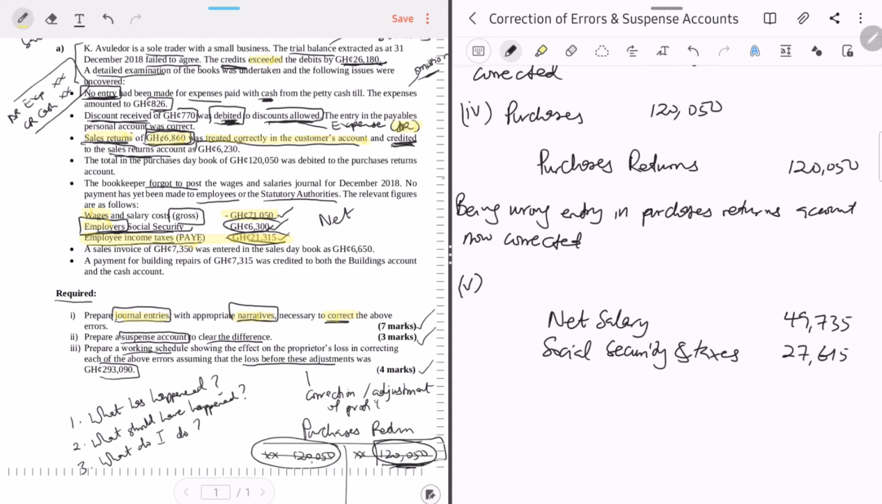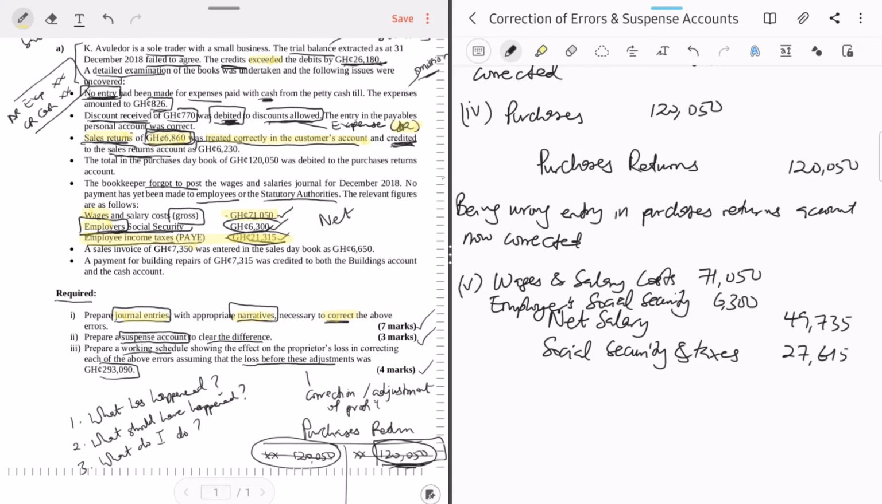So our first debit will be towards wages and salary costs as an expense of 71,050. The next expense will be the employer's social security of 6,300. And you realize that the debit and the credit sides are in agreement.